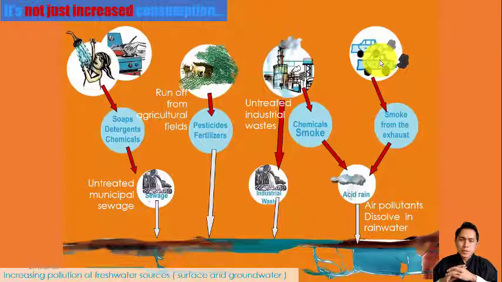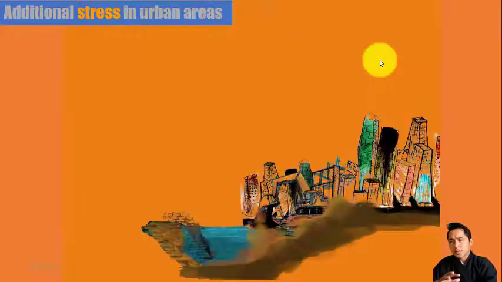Smoke coming out from cars and industries is untreated, and it goes to the atmosphere where a reaction takes place with rain. As you know, acid rain is one of the byproducts of the mixture of pollutants with the water droplets in the air, and acid rain is very harmful to those living on the surface. And when it goes to the river system, it again creates lots of havoc. So there is lots of stress on water.